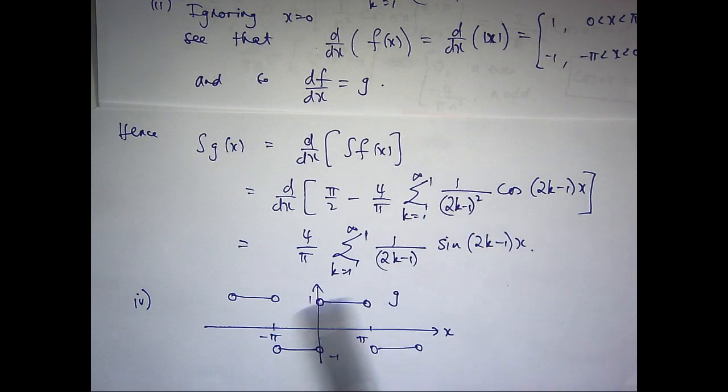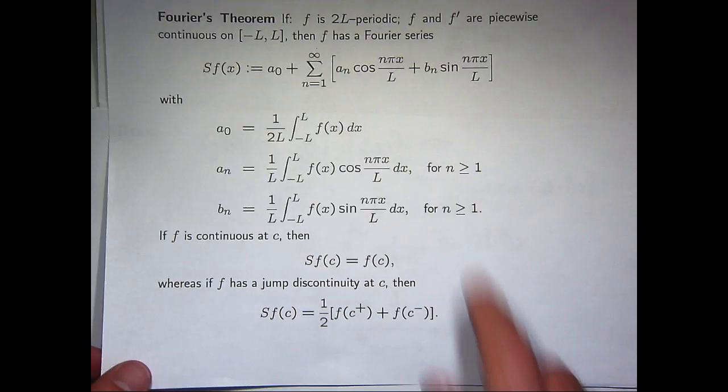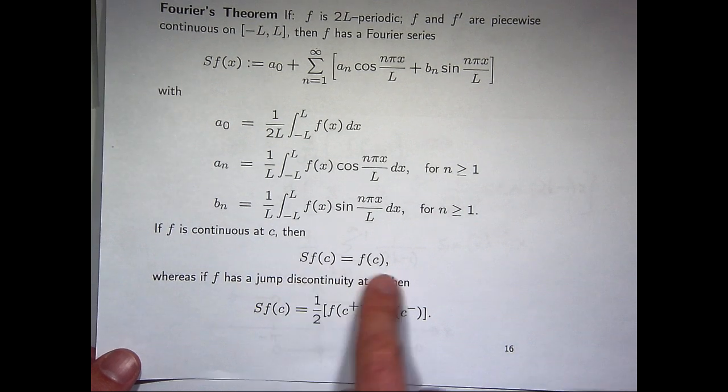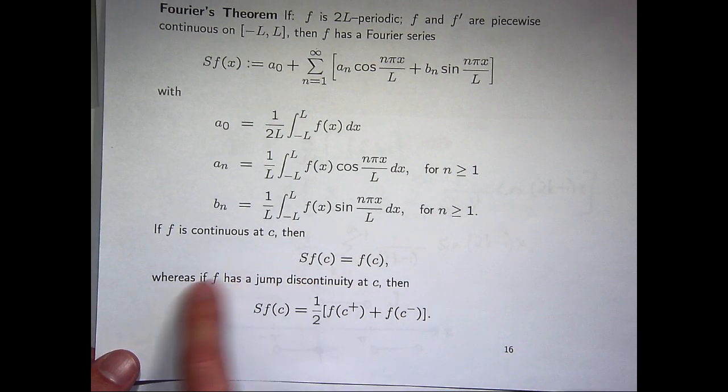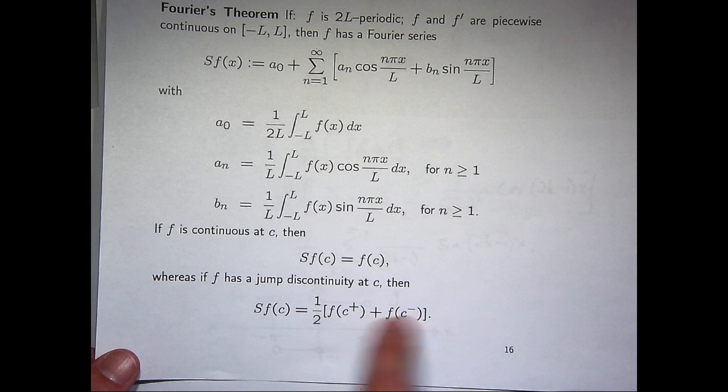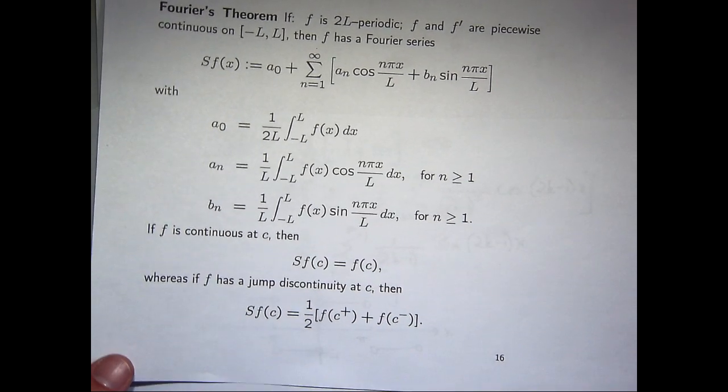Well, this function g, and indeed the original function f as well, is piecewise continuous and has a piecewise continuous derivative. That means it satisfies the conditions of Fourier's theorem. Fourier's theorem says, well, the last part anyway, if f is continuous at a point, then the value of the Fourier series and the original function are the same. Whereas if f has a jump discontinuity at the point of interest, the value of the Fourier series is the average of these two limits. So this is the right-hand limit as we approach c from the right. This is the left-hand limit as we approach c from the left.